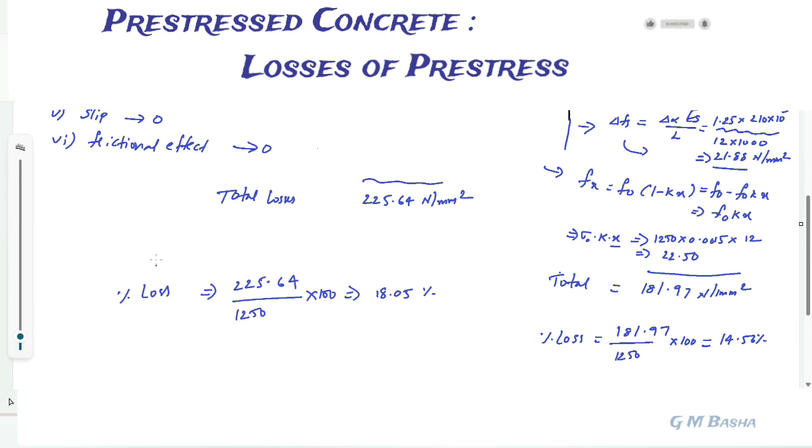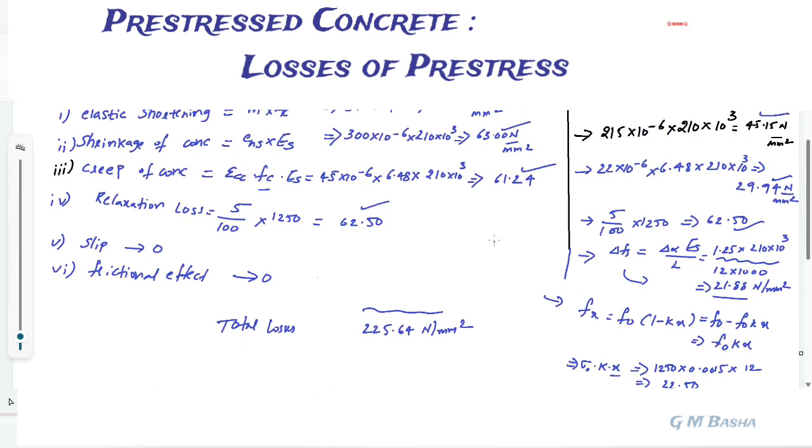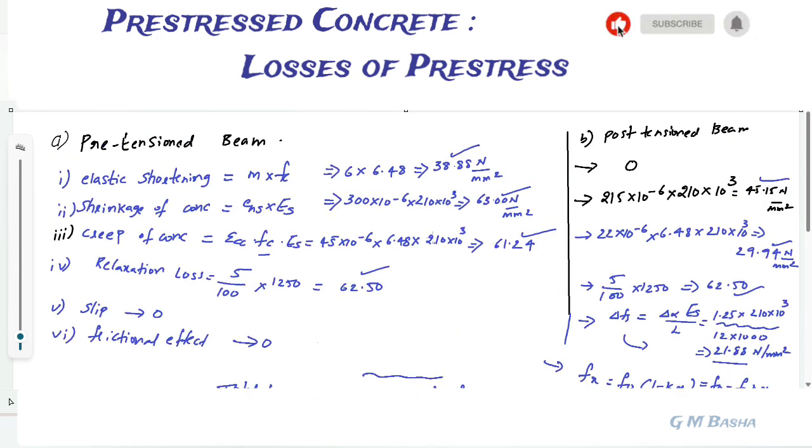Okay, so this is how you can calculate for a pre-tension beam and a post-tension beam differently. But it is better to remember some formulas directly. See here it is f naught into 1 minus kx. Directly you will get f naught kx after simplifying. Here some simplification will be there, but it is not possible for me to show all the simplifications here. That's why, to make the problem take less time, I took the formulas directly. Please remember all these formulas. Then it is very easy to apply the values in that formula.